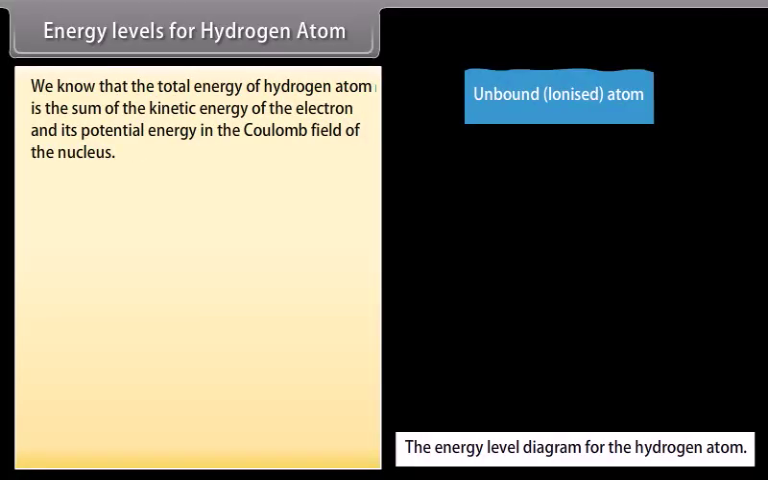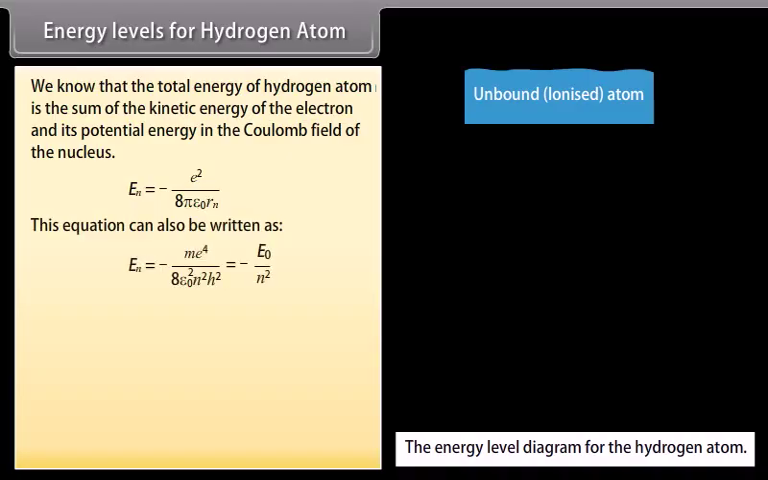Energy levels for the hydrogen atom. We know that the total energy of the hydrogen atom is the sum of the kinetic energy of the electron and its potential energy in the Coulomb field of the nucleus. En equals minus e square upon 8 pi epsilon naught rn. This equation can also be written as En equals minus m e raised to the power 4 divided by 8 epsilon naught square n square h square, where E naught is equal to m e raised to the power 4 divided by 8 epsilon naught square h square.